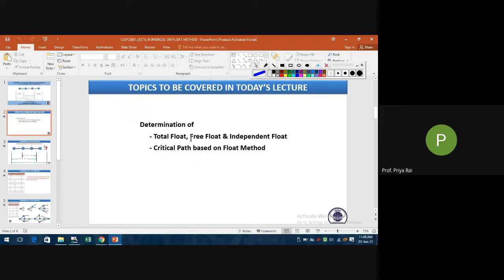Now what is float? Float means it is actually the relaxation period, or we can say it is the delay that we can allow in an activity. We can say what is the maximum relaxation we will be getting in that activity. The more the relaxation, the less critical it is. If the float value is zero, that means there is no relaxation period. You cannot relax. You have to work hard to complete that assignment or activity. So that is a critical activity.